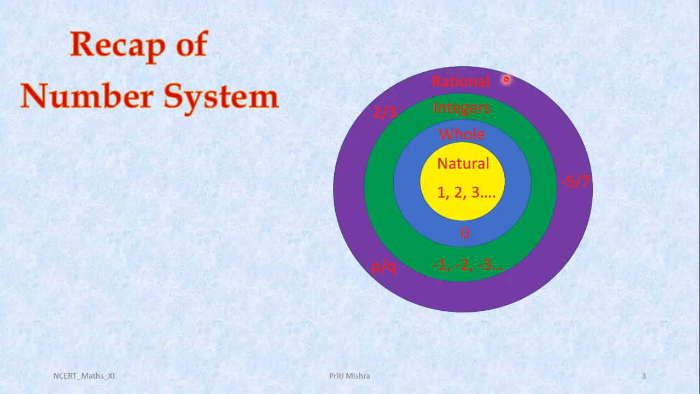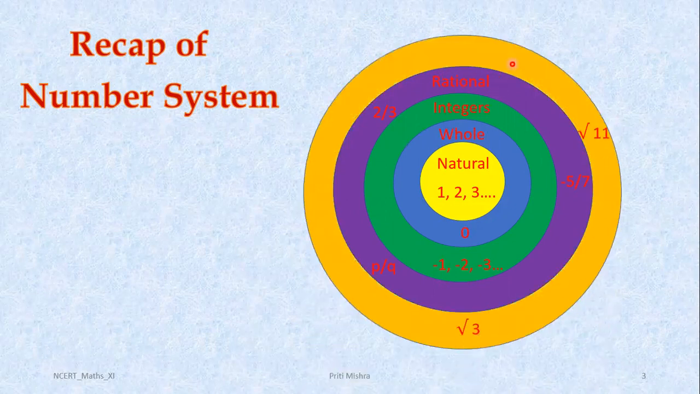And when in the set of rational numbers we include all the irrational numbers, then we will be having the set of real numbers. Irrational numbers like square root of 3, square root of 11, which cannot be written in the form of p by q, right? So here we are having the set of real numbers. Now you can see here all the sets, rational numbers, integers, whole numbers and natural numbers, are subsets of this real number set. Means this is the superset of all these sets, right?